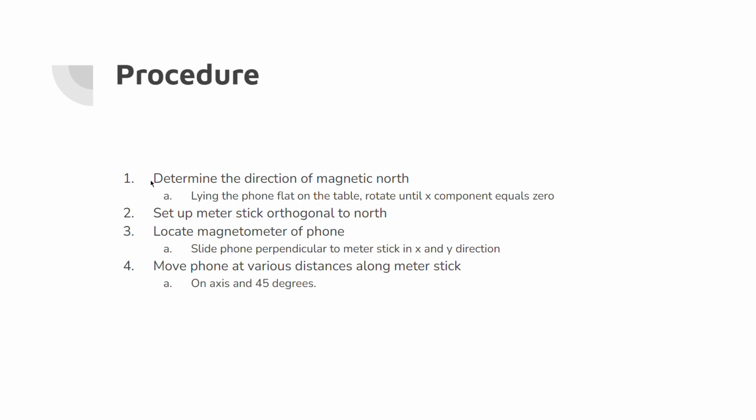Procedure. Determine the direction of the magnetic north. Line the phone flat on the table and rotate it until the x component equals 0. Set up the meter stick orthogonal to the north. Locate the magnetic meter of the phone. Slide the phone perpendicular to the stick in the x and y direction. Move the phone at various distances along the meter stick on axis at 45 degrees.